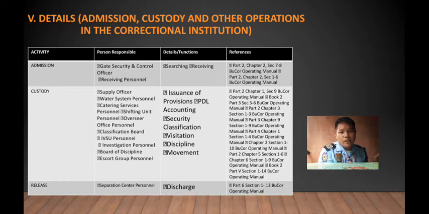So we have here next, the last but not the least, release, which means the separation center personnel are the persons responsible. Then about the details and function, it also has one that shows us the discharge and one reference for the release. So we go on to the next.